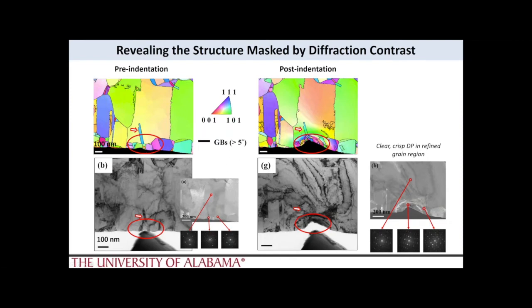And then after you indent the sample, where the diffraction contrast is so strong, if I hadn't done PD, I would not really be aware that under the indent it caused the formation of small grains in the sample. But through PD, we clearly are able to see how these, if you will, coarse grains became refined under the indent. It's very obvious.